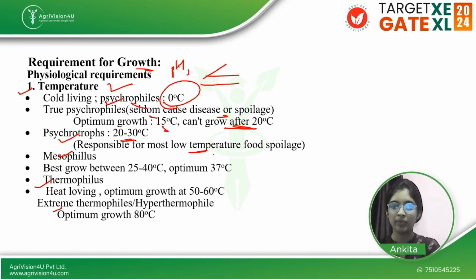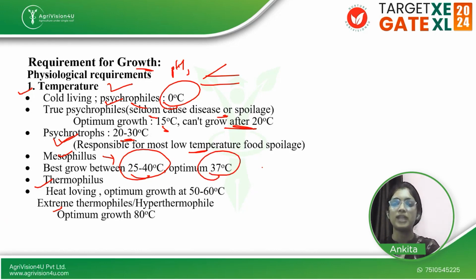Whenever there is spoilage at low temperature, the spoilage-causing microbes that are responsible are your cyclotroph bacteria. Now you will have the mesophiles. Mesophiles means you will have the temperature within 25 to 30 or 25 to 40 degrees Celsius, and your optimum is the room temperature, 37 degrees Celsius.